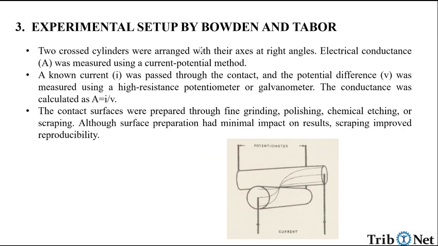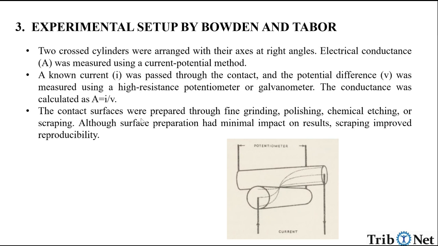What is the experimental setup used by Bowden and Tabor to come to this conclusion? Two crossed cylinders were arranged with their axes at right angles. The electrical conductance, capital A, was measured using the current-potential method. A known current, small i, was passed through this contact, and the potential difference, small v, was measured using a high resistance potentiometer or galvanometer, and the conductance was calculated using A equals I by V.